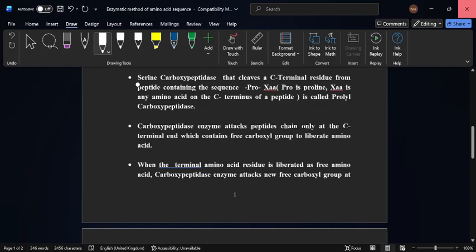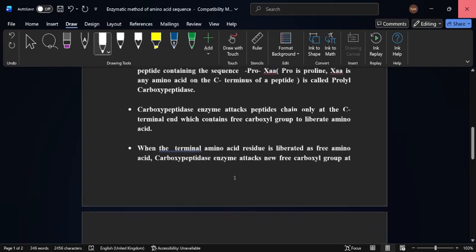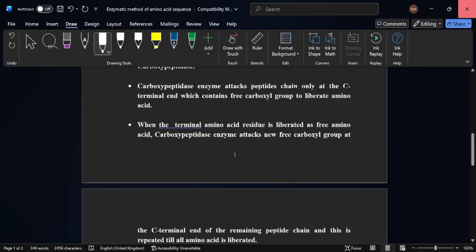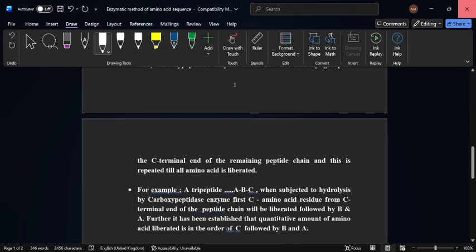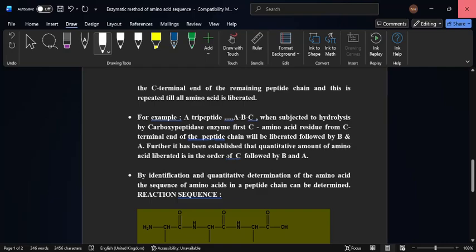Carboxypeptidase enzyme attacks a peptide chain only at the C terminal end, which contains a free carboxylic group, to liberate an amino acid. When the terminal amino acid residue is liberated as a free amino acid, carboxypeptidase enzyme attacks the new free carboxylic group at the C terminal end of the remaining peptide chain, and this is repeated till all amino acids are liberated.